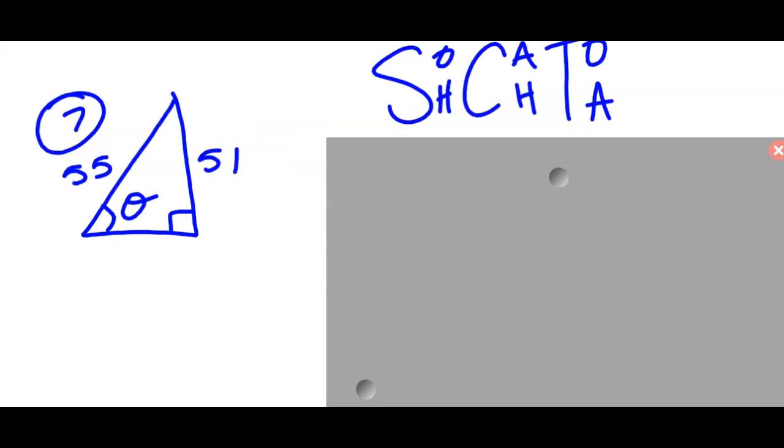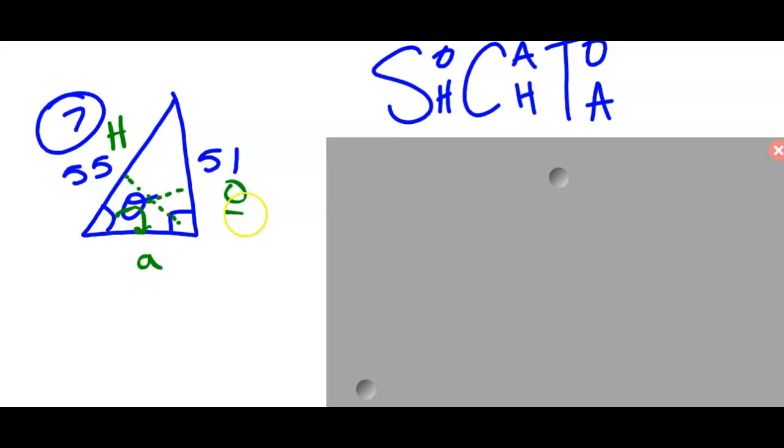Now, what if I'm not given that nice little decimal? Well, if I'm given a problem like this, I still don't know what my angle is. On those first two examples that I did, we were looking for what the angle is. So let's figure out what we have. 51, related to my angle, is opposite. 55, related to my right angle, is my hypotenuse. And then this here would be my adjacent side.